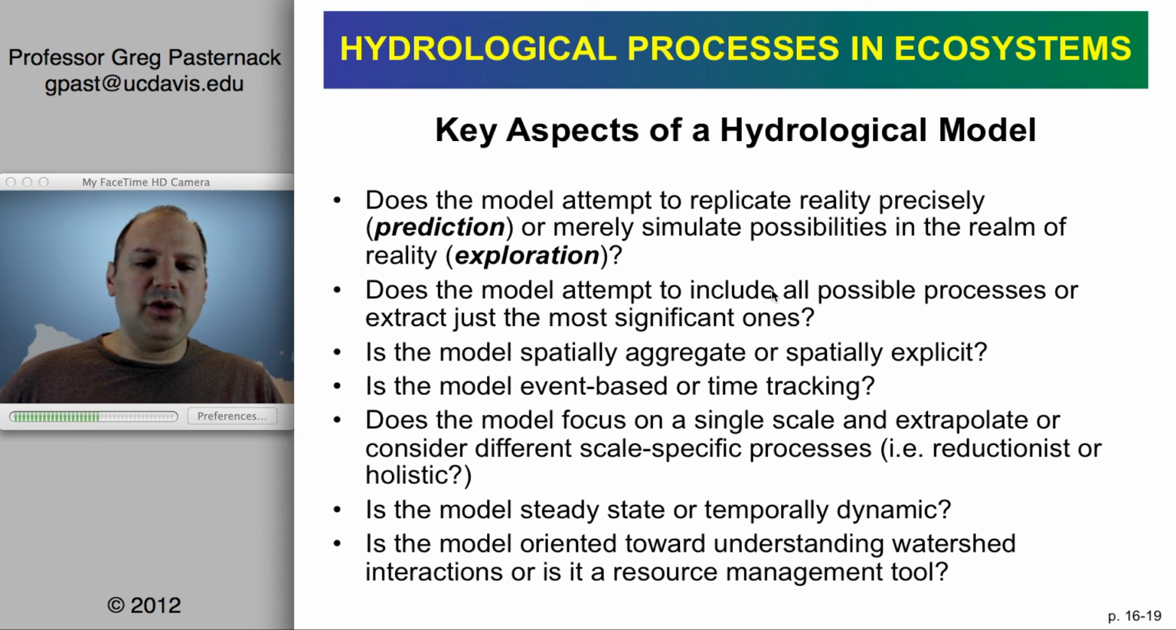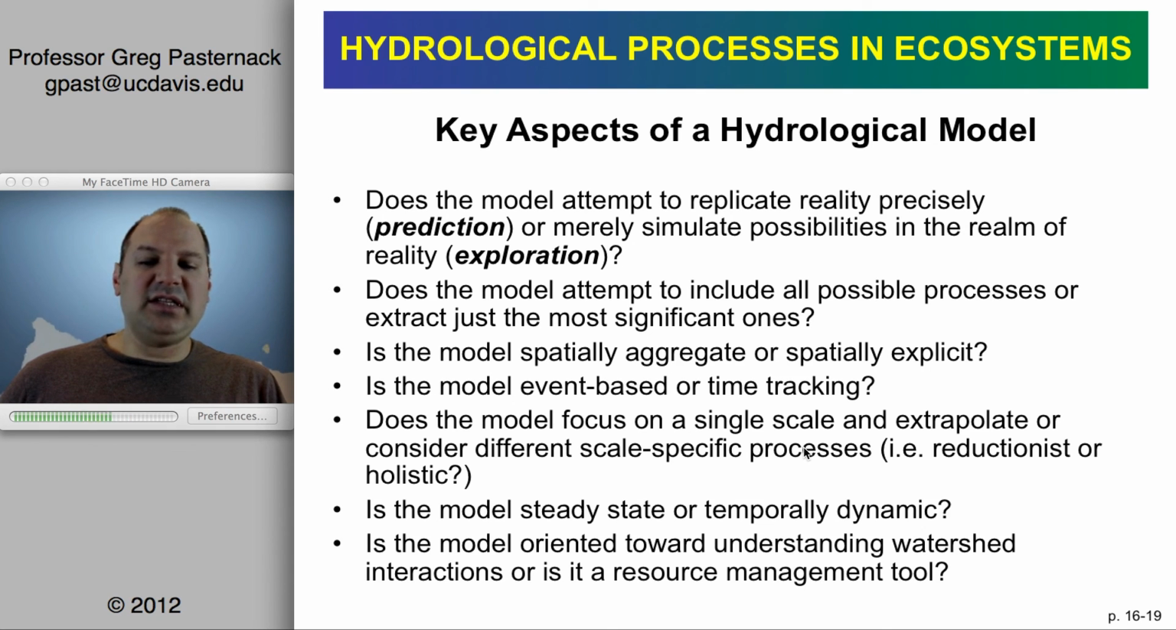Does the model attempt to include all possible processes or extract just the most significant ones? Again, this is how models are user selectable. We create them and program them, so we can get them to do whatever we want. There is a lot of human choice that goes into how a model is going to perform. Is the model spatially aggregate or explicit? That's the lumped versus distributed distinction. You're going to be learning a lot about that in this next unit. Is the model for one event, or does it track flow through time? We'll see more examples of those differences.